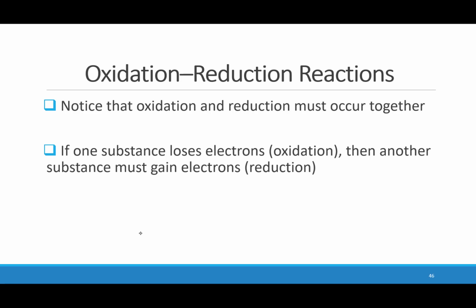It is important that we cannot have both of our reactants getting oxidized or both getting reduced. One reactant always gets reduced, one reactant always gets oxidized. They happen simultaneously, at the same time. Maybe let's put a highlight here. They must happen together. When one substance loses the electron, then the other substance, and by substance I mean reactant, is going to gain those electrons.